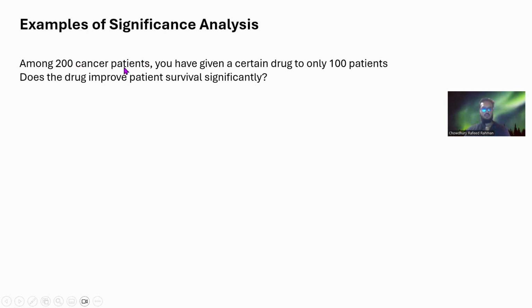Suppose you have 200 cancer patients and you have given a certain drug to only 100 patients. Now the question is, does this drug improve patient survival significantly? Okay, so obviously the pharma company who designed that drug will claim that it does significantly better, but we have to understand statistically whether it does improve patient survival significantly. So this is one type of significance test, and you can use some specific test to actually test this.